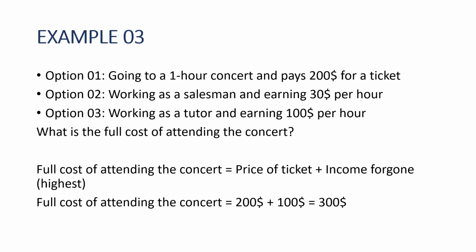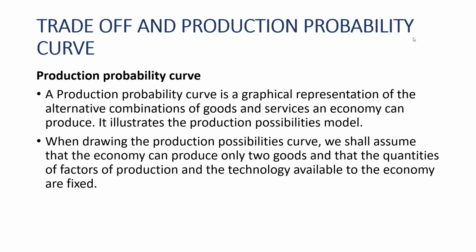So let's move forward to identify the production possibility curve. What do you mean by production possibility curve? Actually, the production possibility curve is a graphical representation of the alternative combinations of goods or services an economy can produce. So whatever the economy can produce, either goods or services, the curve represents graphically all the alternative combinations of goods and services we can produce. It basically illustrates the production possibilities model.